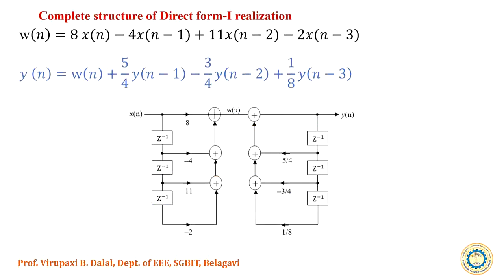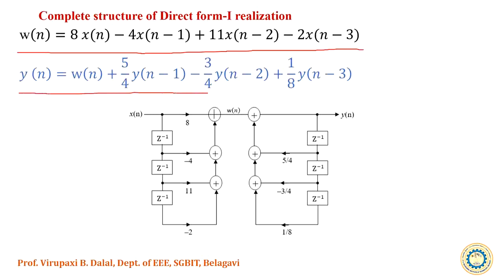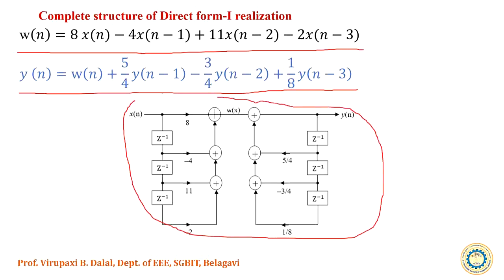Let's draw the complete structure of direct form one realization. This equation is with respect to H1 of z, where output is W of n, input was x of n. And this equation is with respect to H2 of z, where output is y of n and input is W of n. Using these two equations, the direct form one complete structure is shown here. The left hand side structure is with respect to the first equation and the right hand side structure is with respect to the second equation. Those two are cascaded. So we'll get the complete structure of direct form one realization.